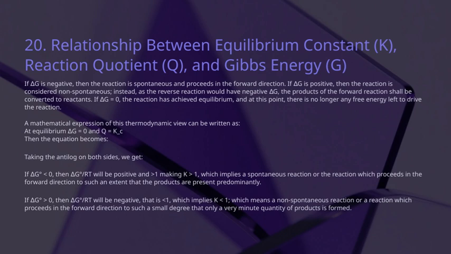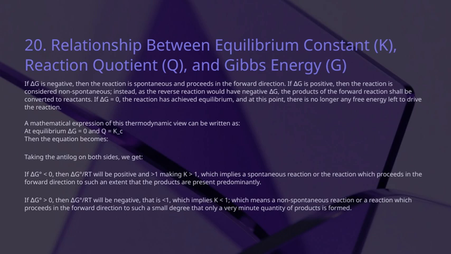This indicates that the reaction is non-spontaneous under standard conditions, or in other words, it favors the reactants. The reaction proceeds in the forward direction, but only to a very small extent, producing just a tiny amount of products. On the flip side, if ΔG° is less than 0, then -ΔG°/RT becomes positive and K is greater than 1, which tells us that the reaction is spontaneous. It proceeds forward extensively, with products becoming the predominant species at equilibrium.